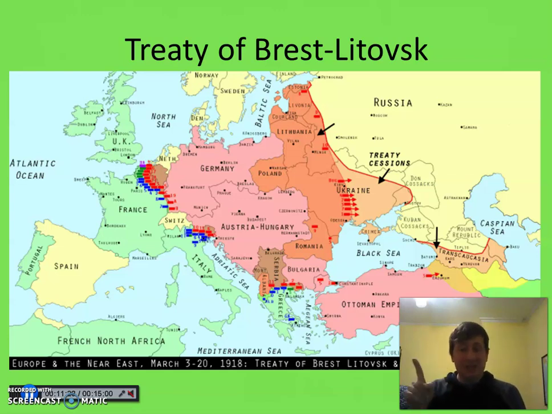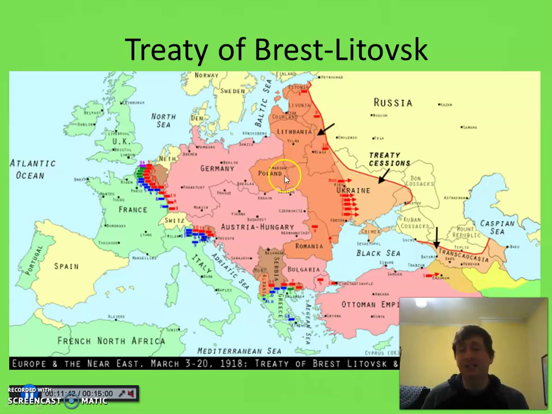Number one, we got to get rid of the war. So they signed the Treaty of Brest-Litovsk. This is a huge, huge loss. Germany says you have to give up all this land in red. And at first Lenin says, you've got to be kidding me. And the German army then just begins to advance.